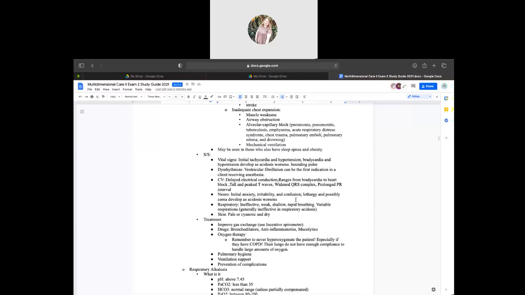We can do pulmonary hygiene. We can give them ventilation support. We can adjust our settings if needed, and we can prevent complications.